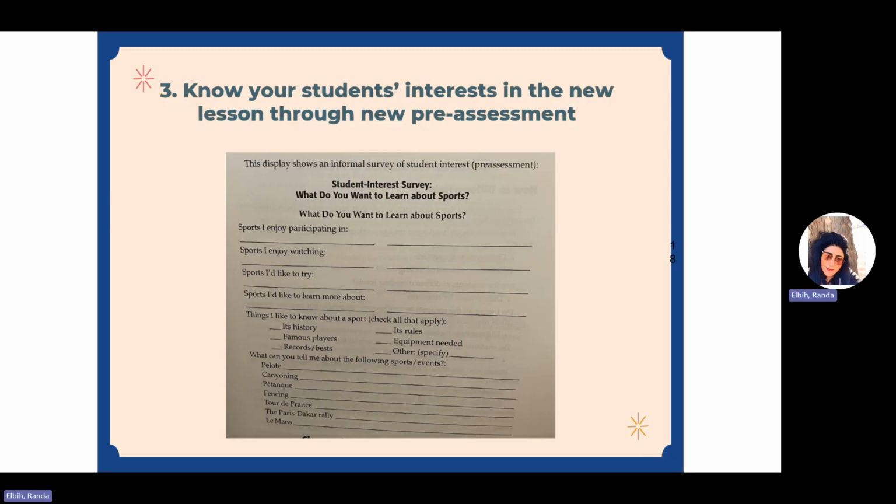Step 3, know your students' interests in the new lesson through a new pre-assessment. So the first pre-assessment was about the last lesson and what they found comfortable or uncomfortable, right? This pre-assessment is about this current lesson. So let's say the lesson is about sports. Okay, you want to know what students really want to learn about sports.